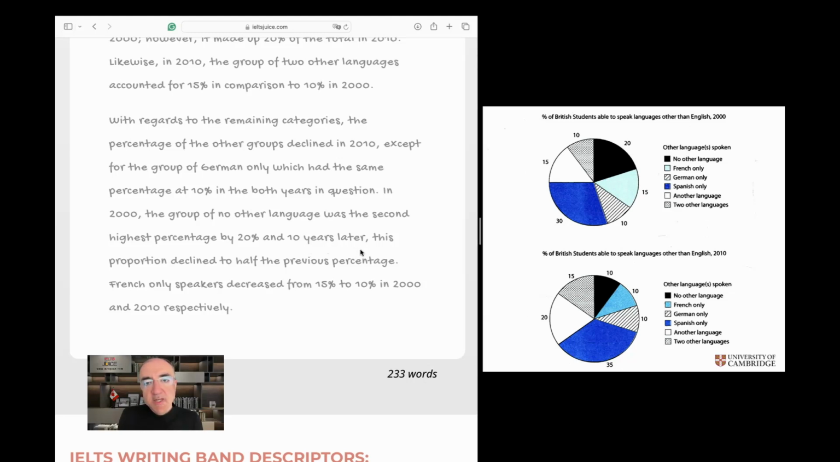And 10 years later, I need a comma before "and" this time because now the subject changes. The previous one was the information regarding 2000. The second part is about 2010. This proportion declined to half the previous percentage. Correct. French-only speakers decreased from 15% to 10% in 2000 and 2010 respectively. That is also correct.